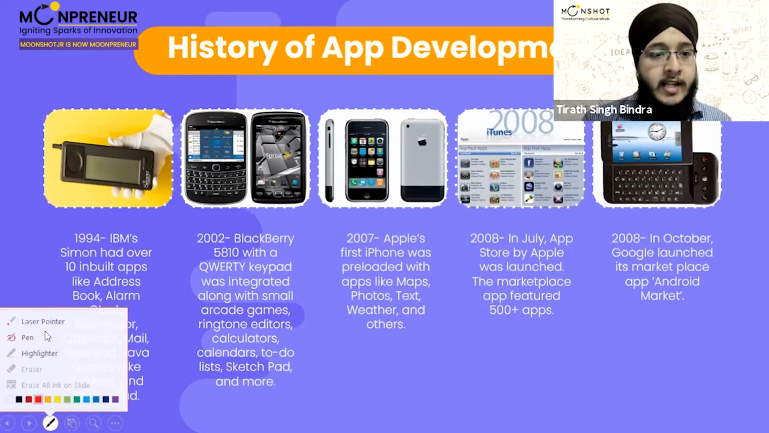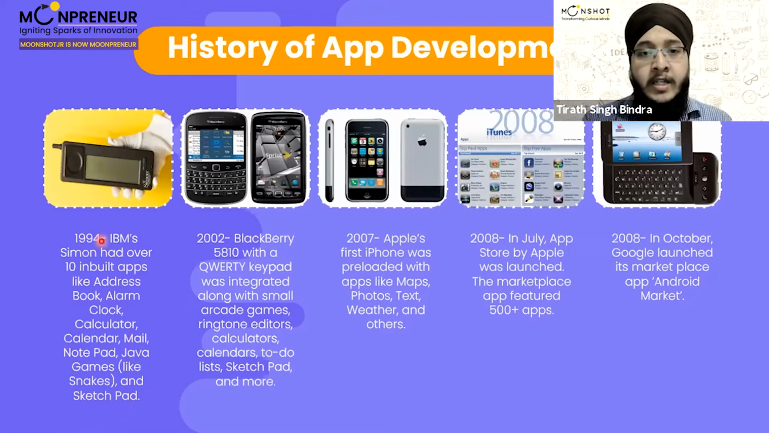It all started around 1994, when IBM launched a phone called Simon, which had 10 inbuilt apps. Initially we all had phones or devices with inbuilt apps. There were no options to install new add-on apps. There were fixed apps available, the basic ones like address book, alarm clock, calculator, calendar, mail, notepad, and so on. These are basic functionalities required in day-to-day life.